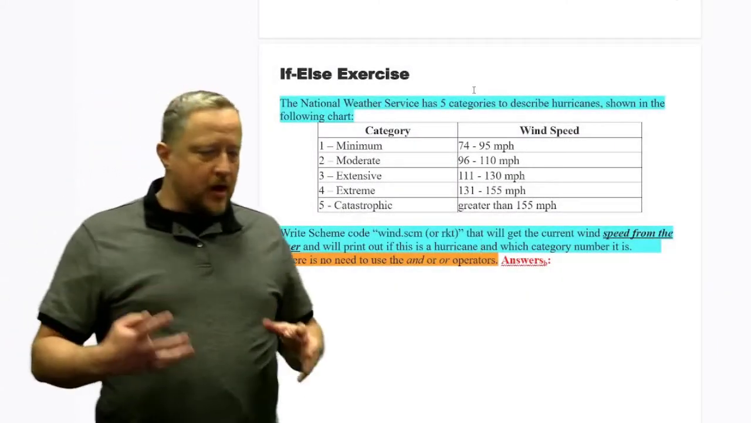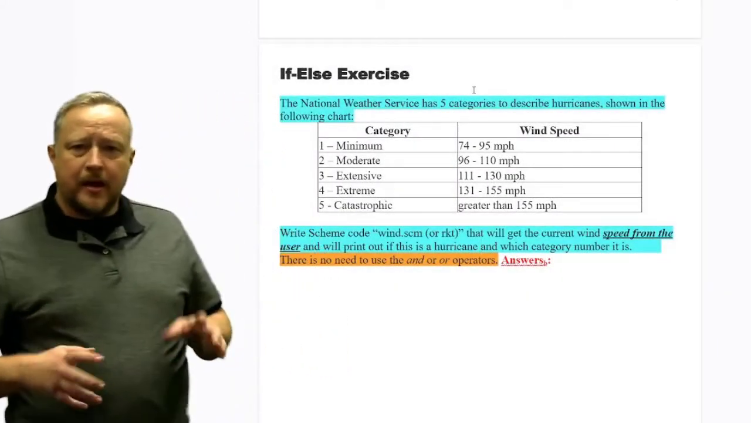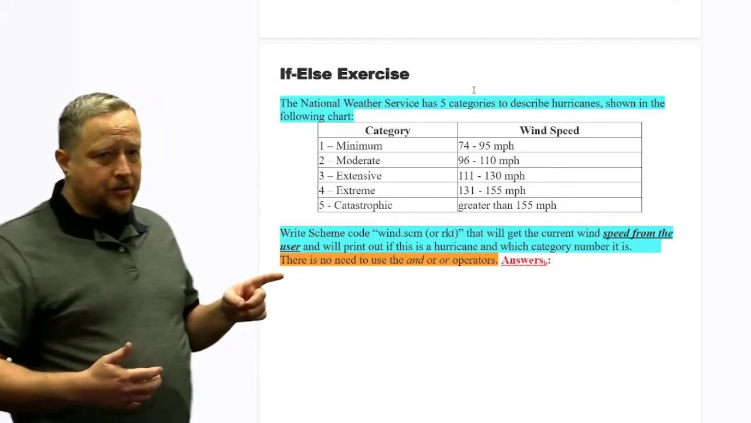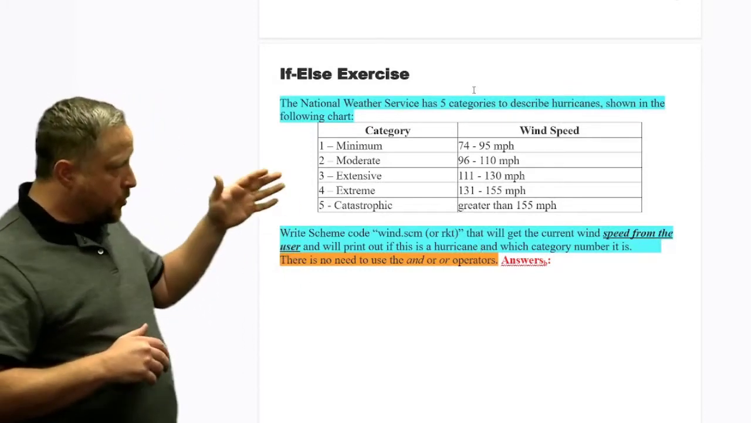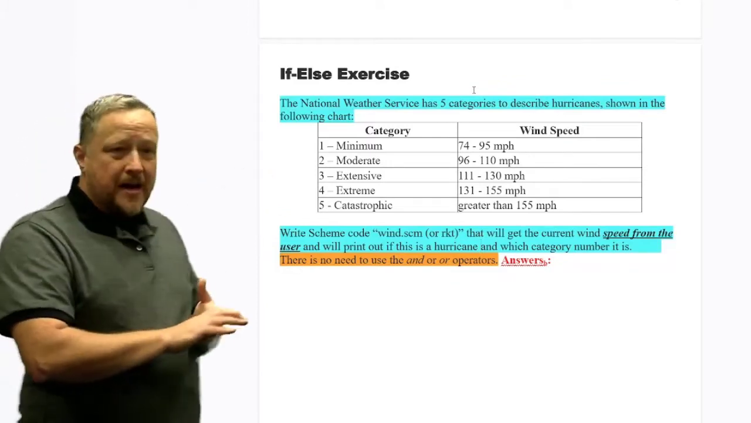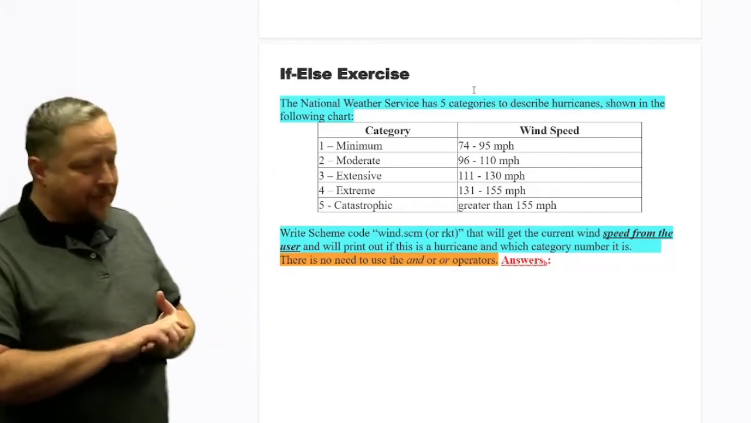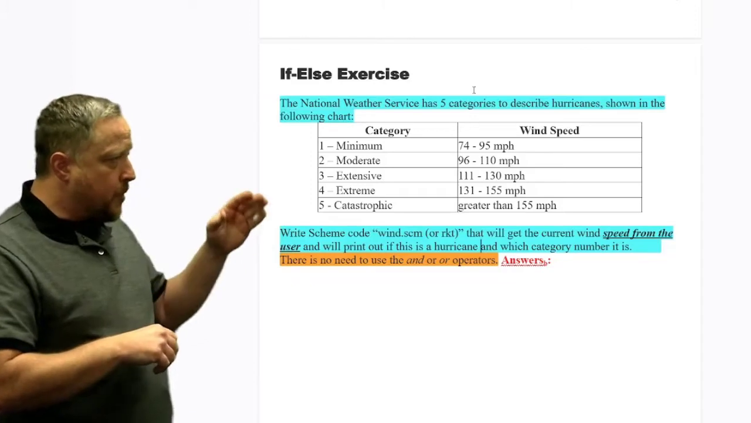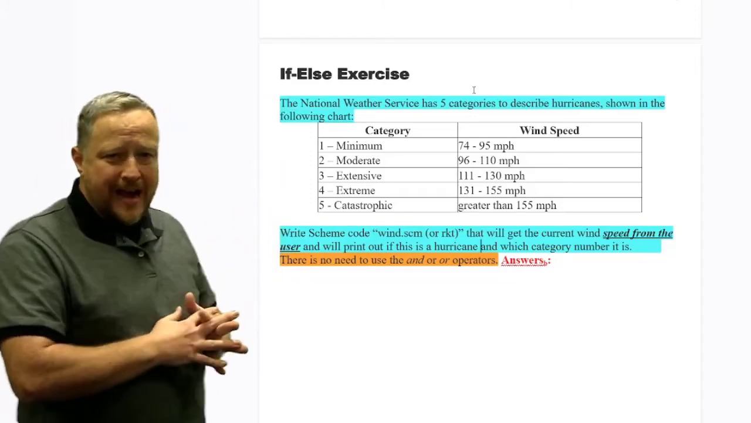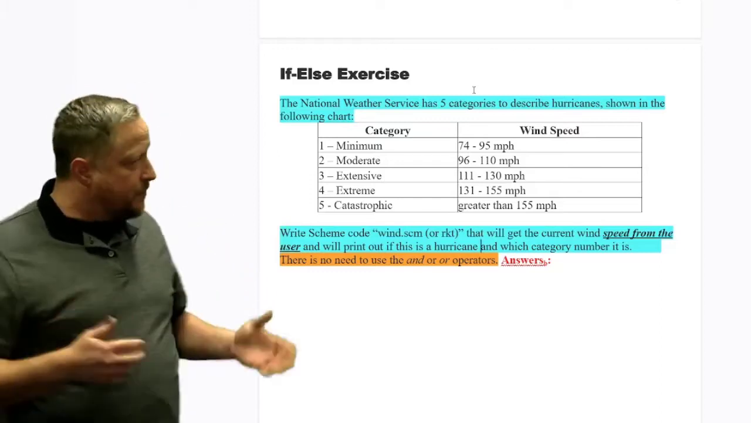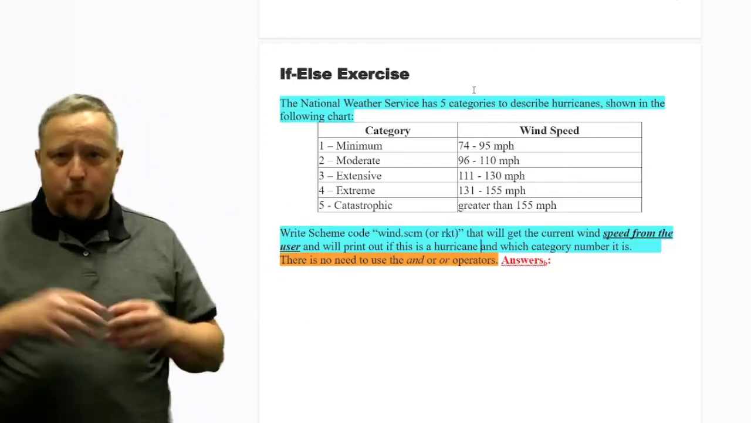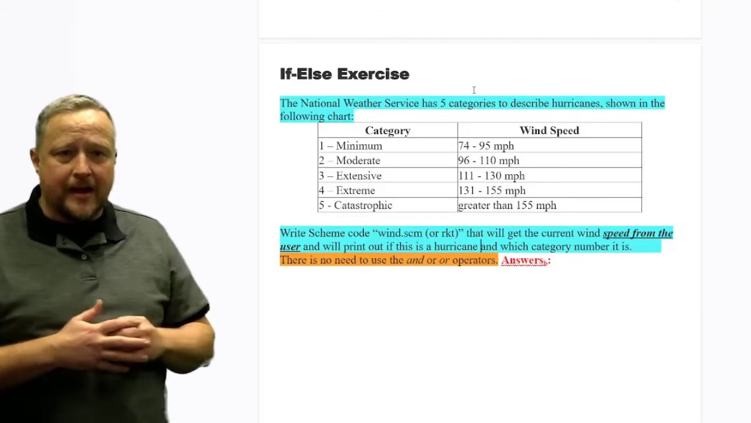Here's our first if-else exercise in Scheme. Now keep it simple. What I mean by that is there really isn't any need for ands and ors in this example, using the hurricane categories that you see here. Notice the spread between the minimum, moderate, and all the different categories that we have here. All you're doing is building a Scheme file called win.scm, or .rkt if we're doing Racket.